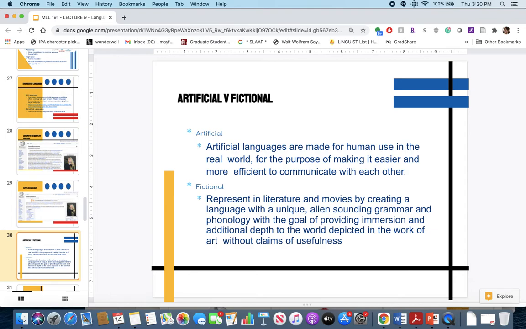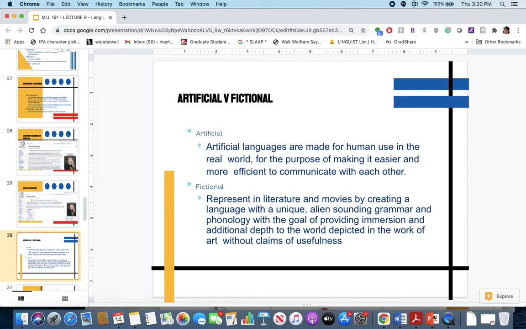So, what are the differences between artificial versus fictional languages? Artificial languages are made for humans, right? They're made for some idealistic purpose, or they're made to communicate via computers. It's just made for efficiency, right? Because the kinds of languages that we have right now have evolved, and they're not necessarily that efficient.